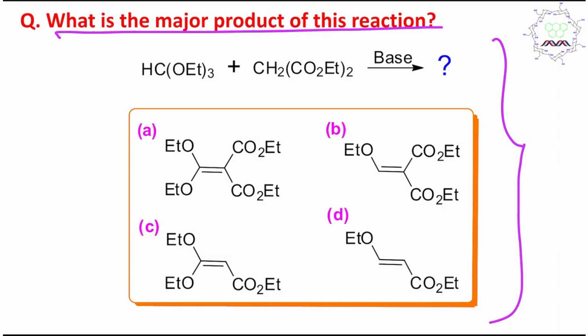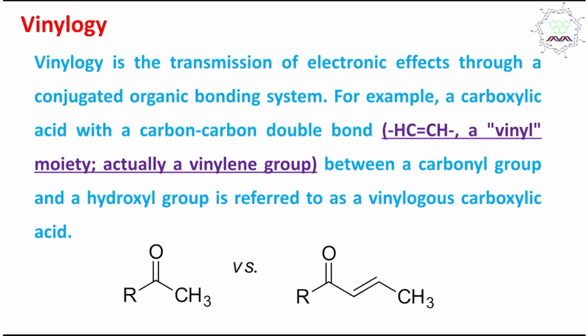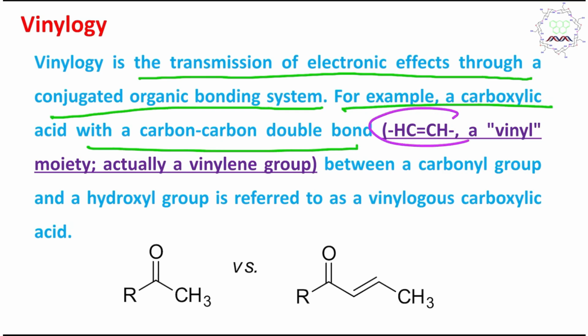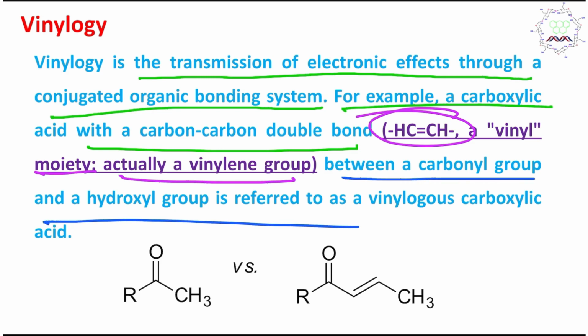But before that, the main discussion, that is Vinylogy. Vinylogy is the transmission of electronic effect through a conjugated organic bonding system. For example, a carboxylic acid with a carbon-carbon double bond, means this part, or vinyl moiety, or actually vinylene group it is, between the carbonyl group and the hydroxyl group, is referred to as a vinylogous carboxylic acid.